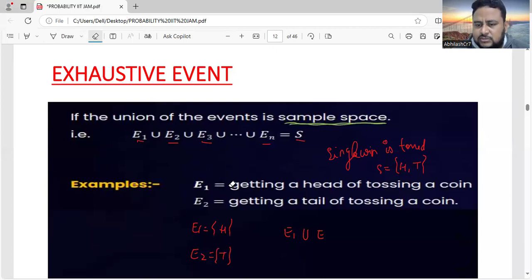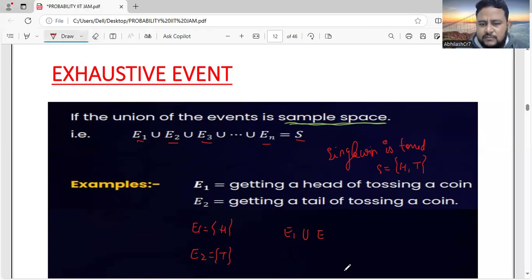Got it? So event one and event two. Look at this now. Event one and event two union. In event 1, what do we have? H. In event 2, what do we have? T, tail. So this is equal to what? Sample space. You can see here, this is the sample space. This is same as this one.